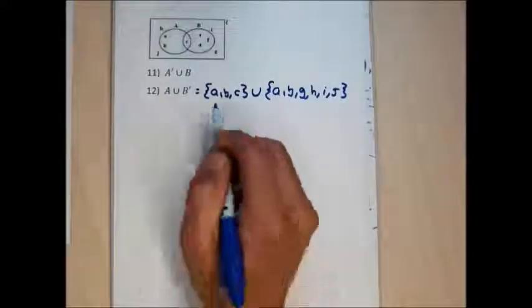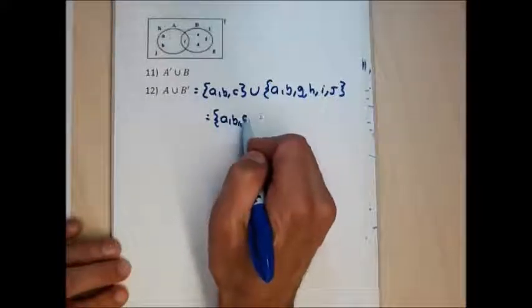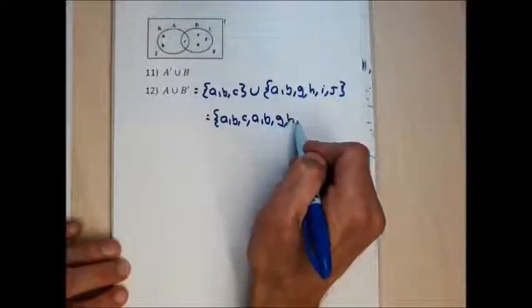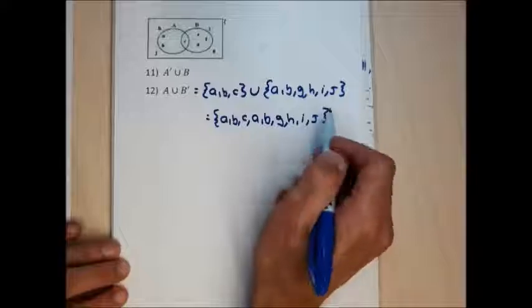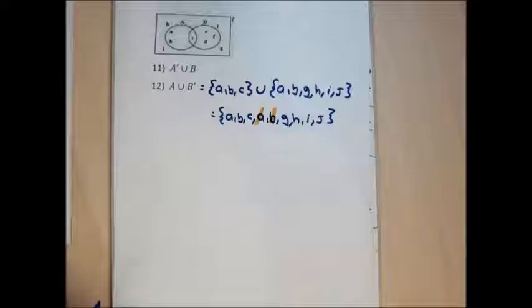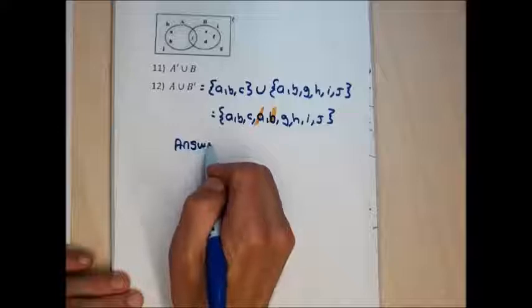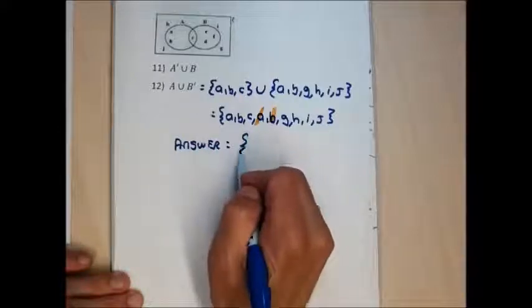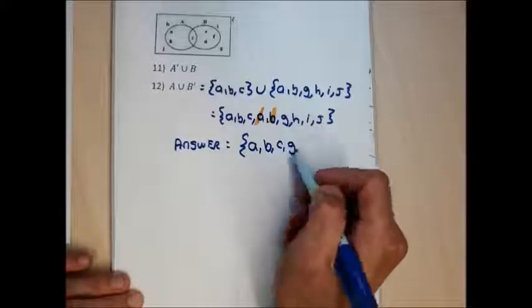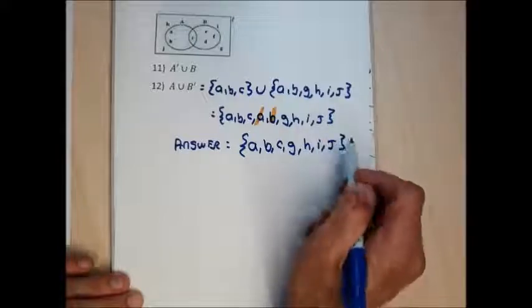And now I'm going to union these two sets. When I union two sets, I take all the elements of the first set, add all the elements of the second set, and then I get rid of any duplication. So I have two A's and two B's, and I write things in a nice order. In this case, alphabetical is going to be the nice order. And for an answer to problem 12, I'm just going to say the set A union B complement for this Venn diagram is A, B, C, G, H, I, and J.